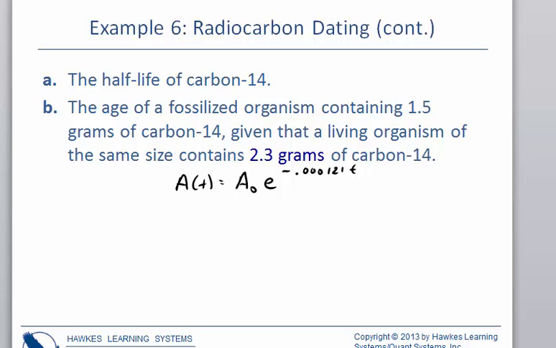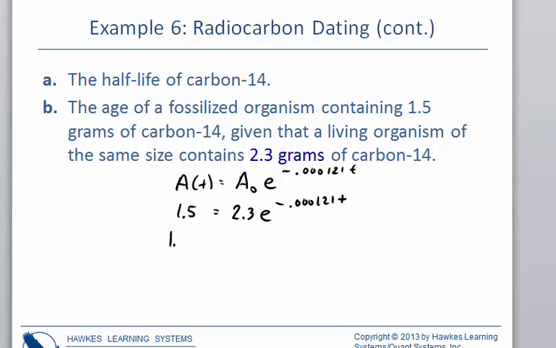All right, so let's look at the information that we have. The fossilized organism contains 1.5 grams. The living organism contains 2.3 grams. So originally it had 2.3. The final value is 1.5. So I'm going to plug in 1.5 for the a sub t and 2.3 for the a sub 0. And again, we're solving for t. The only way we're going to be able to solve for t is if we can get that exponent down. The only way you can get the exponent down is to take the natural log of both sides.